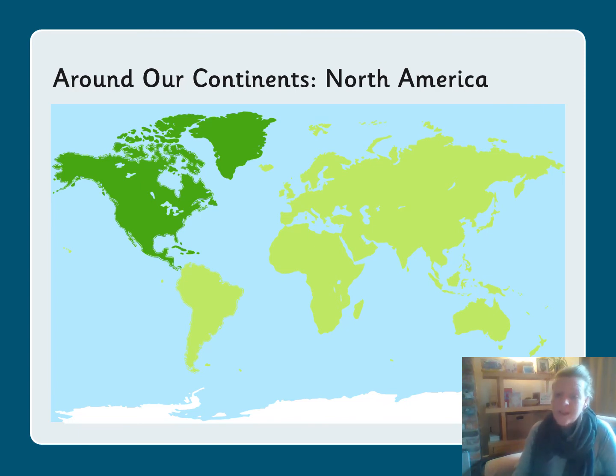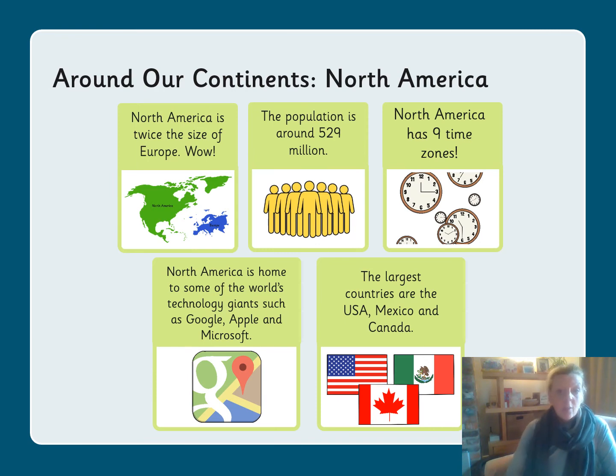Then we have North America. So let's find out about America. Well, North America is twice the size of Europe. Wow. The population is around 529 million, and North America has 9 different time zones. That must be confusing.